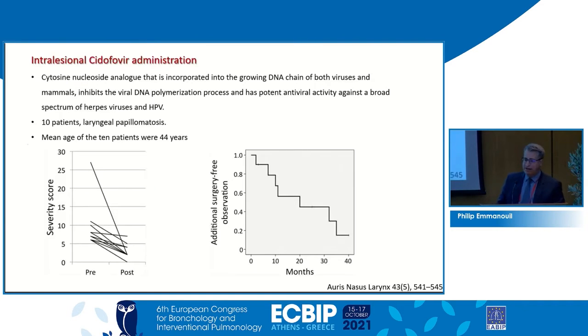Cidofovir has been tried on laryngeal papillomatosis in this study. There are only anecdotal uses on papillomas of the trachea and the bronchi, but it seems to be effective. It reduces the load of papillomas, as you can see in the picture on the left side, but unfortunately there are relapses. Only one of these 10 patients had a long remitting condition. All the others had to undergo bronchoscopic procedures again.